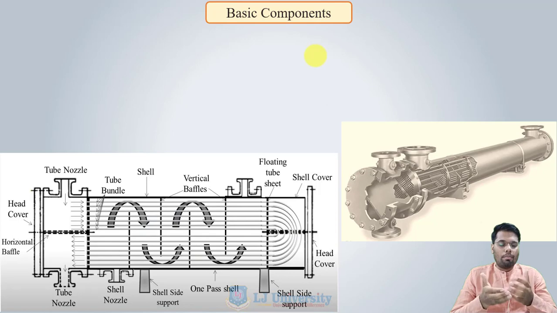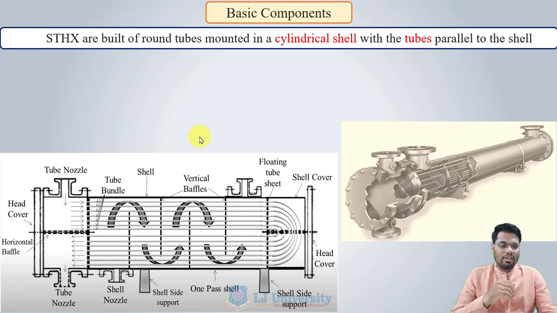Now, what are the basic components of a shell and tube heat exchanger? As you can see in this figure, this is the diagram of a shell and tube heat exchanger. There are a number of parts. The basic main parts are the shell, which is a cylindrical shell, and these are the tubes. The shell and tube heat exchanger, in short STHX, is built of round tubes. Here you can see the round tubes mounted in a cylindrical shell. This dark black border shows the cylinder, with the tubes parallel to the shell.